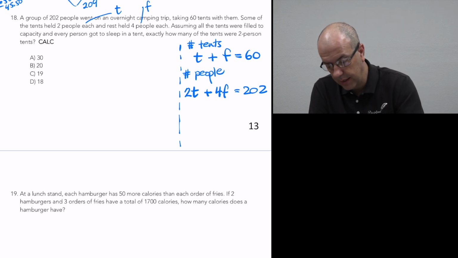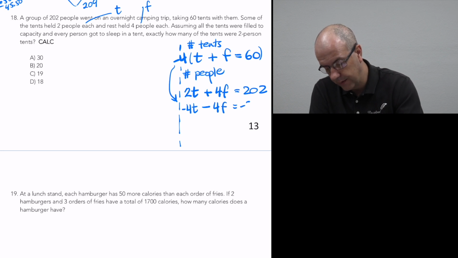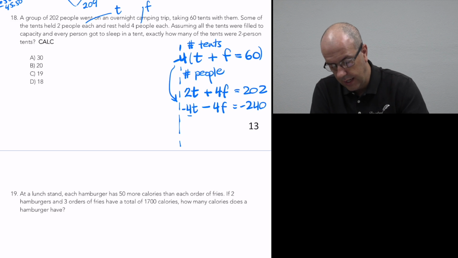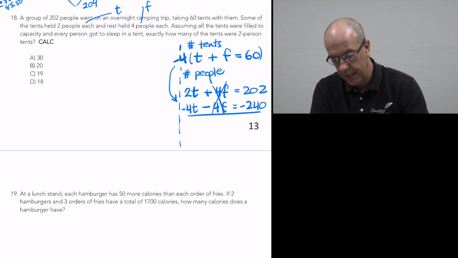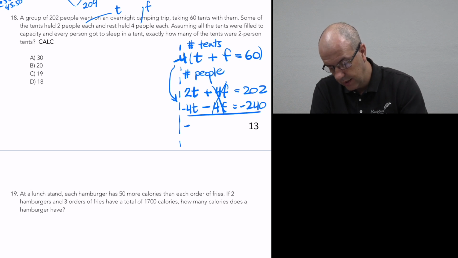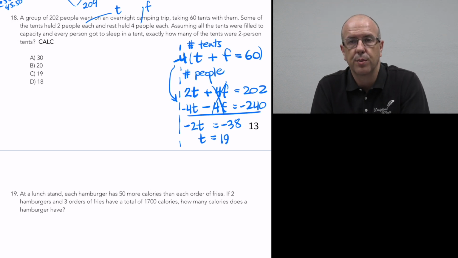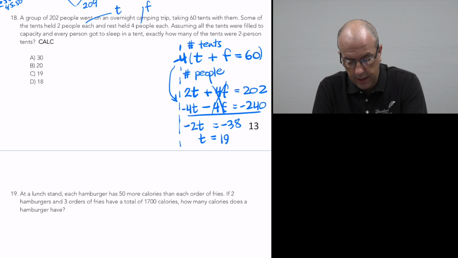So I get to multiply the top equation by -4. I'm going to put that underneath. -4T minus 4F is equal to minus 240. The F crosses out, which is what we wanted to do. We wanted to eliminate F. And I get -2T is equal to -38. Divide by -2, and I get 19 two-person tents. And so we know the correct answer here is answer choice C.